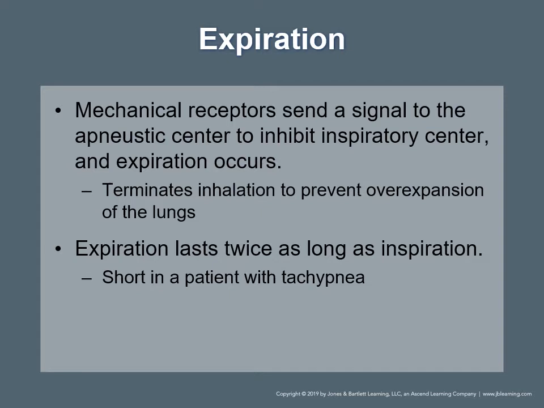Expiration. As the chest expands, mechanical receptors in the chest wall and bronchioles send a signal to the apneustic center via the vagus nerve to inhibit the inspiratory center, and expiration occurs. This feedback loop is known as the Hering-Breuer reflex. It terminates inhalation to prevent overexpansion of the lungs. Normal expiratory reserve volume is about 1,200 milliliters.